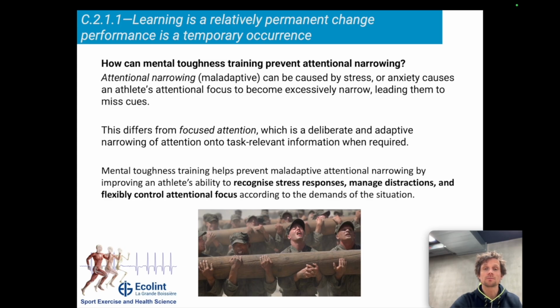Mental toughness training can help to prevent maladaptive attentional narrowing by improving an athlete's ability to recognize stress response, manage distractions, and also maintain that attentional focus flexibility, meaning that we can adapt our focus from the small details to the overall situational awareness that we need when we're playing sports.